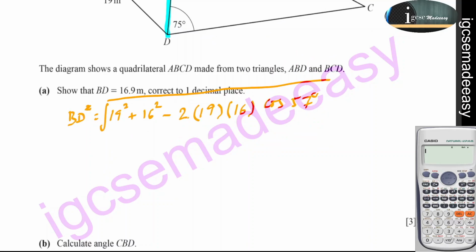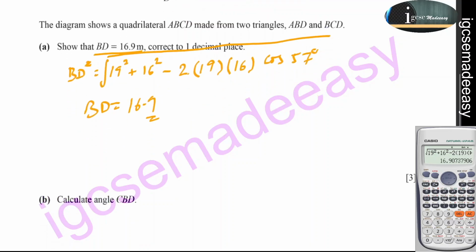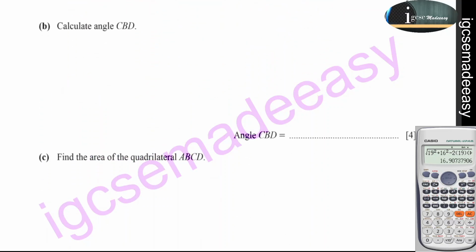So if I solve this, the square root of 19 squared plus 16 squared minus 2 times 19 times 16 times cos of 57 and bracket close. So the answer is 16.9. You can see BD is that, this is what we have to show. So let's move on to part B.